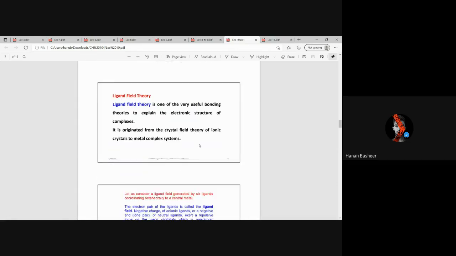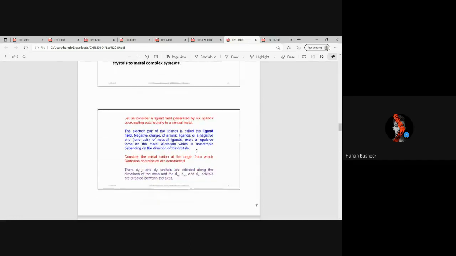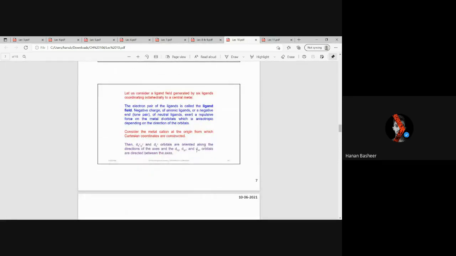Then ligand field theory is one of the useful bonding theories to explain the electronic structure of complexes. It originated from crystal field theory of ionic crystals extended to metal complex systems. Let us consider a ligand field generated by six ligands coordinating octahedrally to a central atom. We see that the ligand field is the electron pairs of the ligands. Then dx square minus y square and dz square are oriented along the direction of the axes, whereas the other orbitals, xy, yz and xz, lie along different axes.